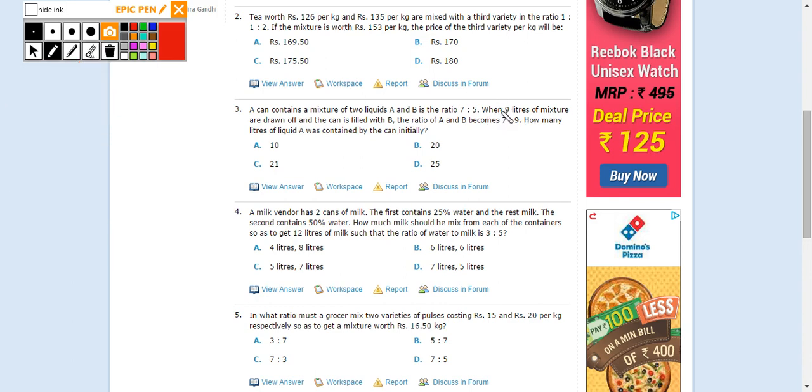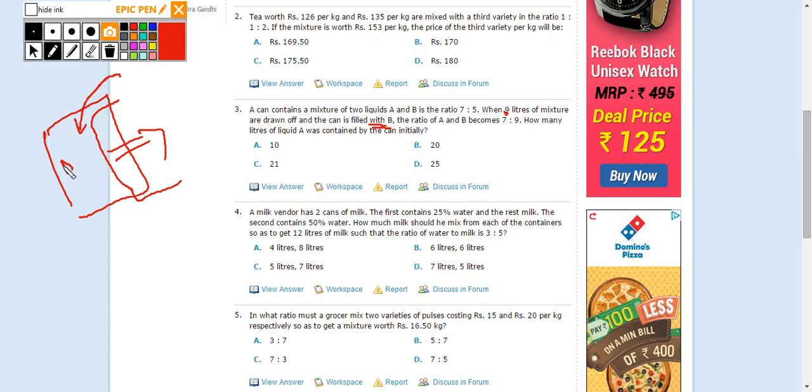So what happens? I'm removing some quantity out, and now I'm mixing it with B. Some is drawn off and the can is filled with B, and I'm just filling with pure B. It contains A plus B. Now I'm just filling it with B.